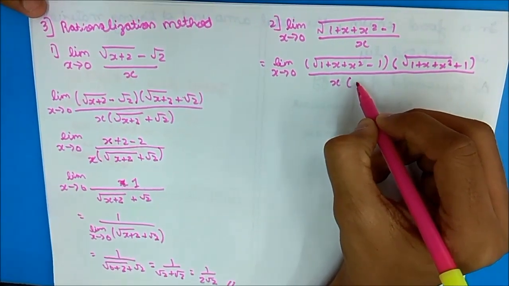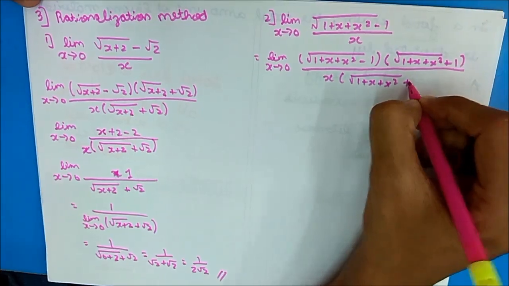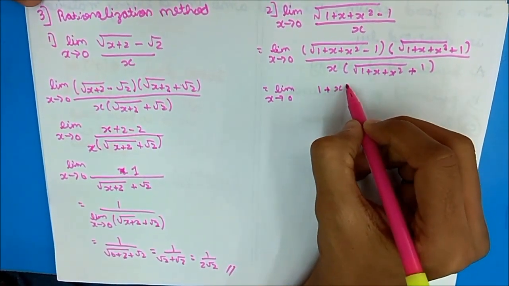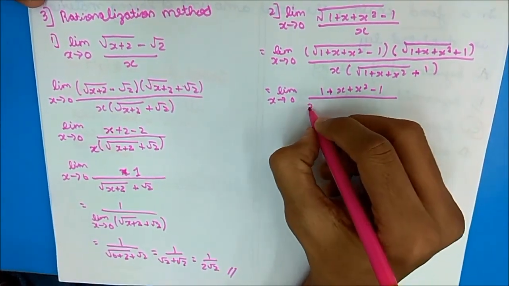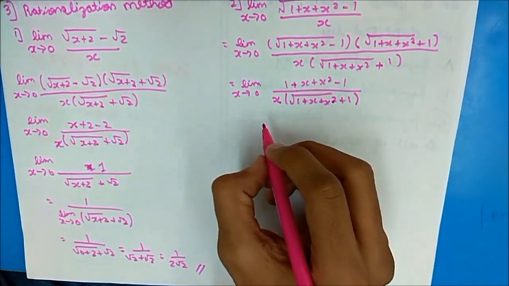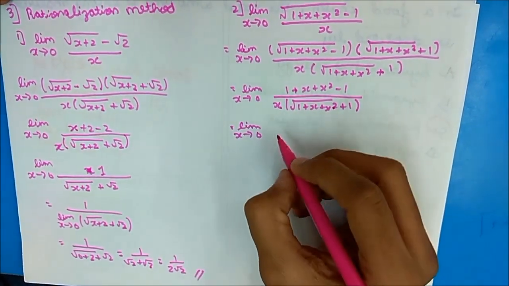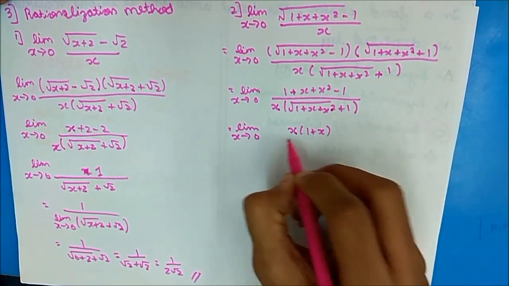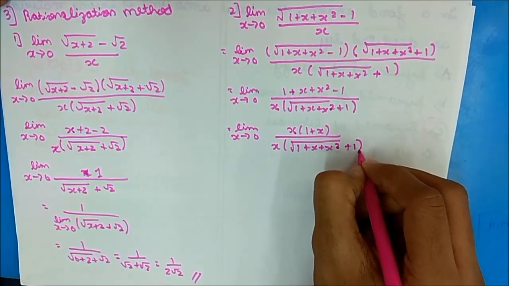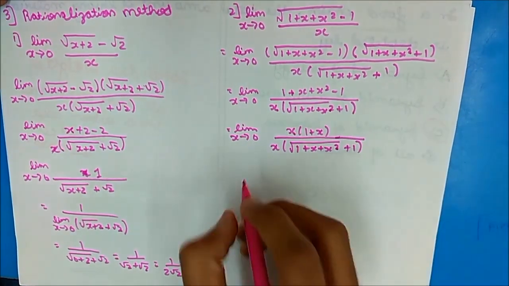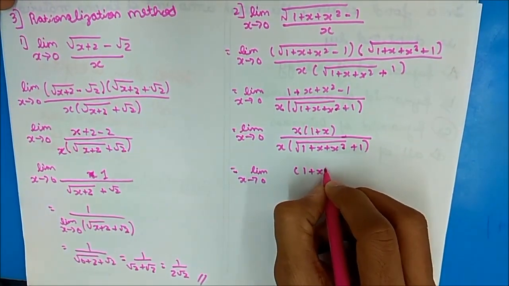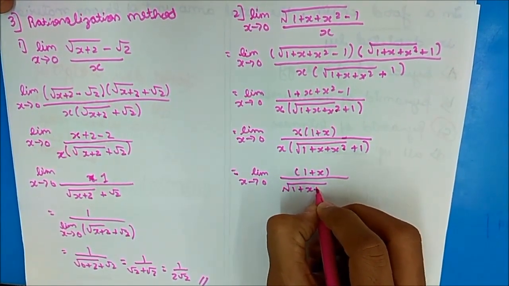Upon x times (root of (1 + x²) + 1) will give limit x tends to 0, (1 + x² − 1) upon x times (root of (1 + x²) + 1). Then limit x tends to 0, x² upon x times (root of (1 + x²) + 1), will have limit x tends to 0, x upon root of (1 + x²) + 1.